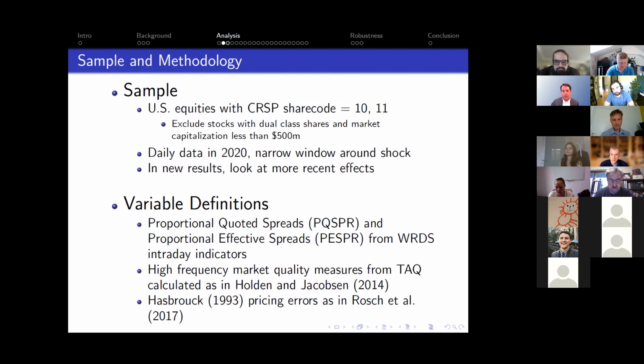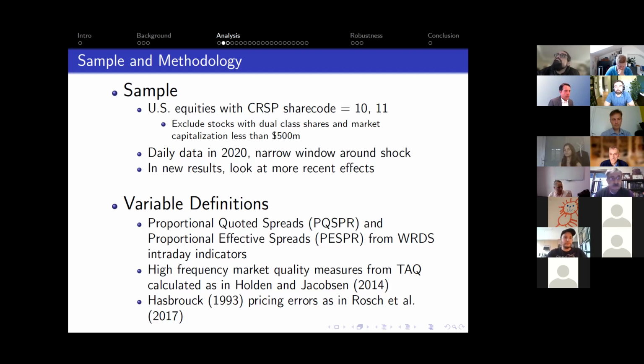And then, in case I fail to mention this later, one of the comments we've received recently is someone wanted to know whether the fact that we show that spreads increase was a result of the denominator decreasing, right? So stock prices fall as a result of COVID in our sample, and so you might expect that the fact that spreads get worse is actually a denominator effect. So we also look at dollar spreads now and find the same results, right? I'll show you evidence on proportional spreads, but dollar spreads look similar.